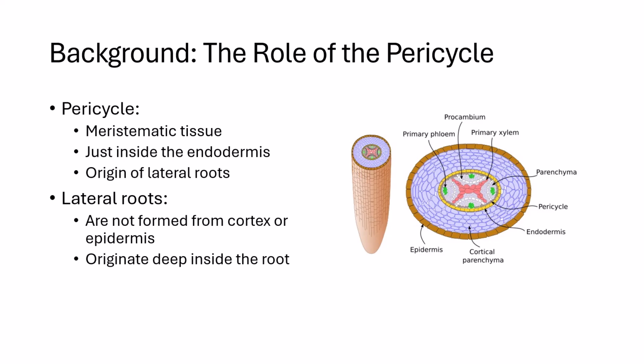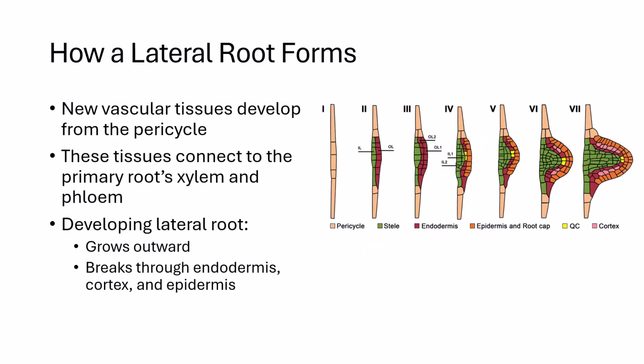The key tissue in this activity is the pericycle. The pericycle is a layer of meristematic cells located just inside the endodermis of the stele. Even in a mature root, these cells retain the ability to divide. This is important because lateral roots originate from the pericycle, not from the cortex or the epidermis. In other words, new roots start deep inside the root, not at the surface.